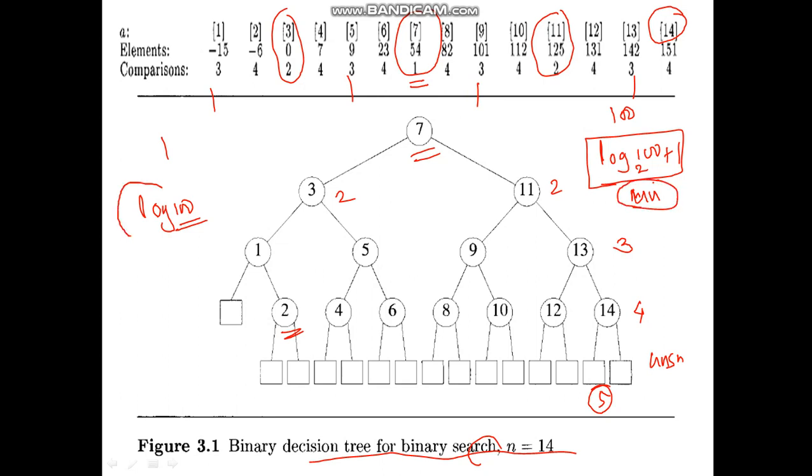For a successful search, it will be log 100, which is 1 less than an unsuccessful search. The maximum for a successful search is 1 less than for an unsuccessful search, and the minimum number of comparisons required is 1. So it can be between 1 and log 100. This is about how the comparisons are done in binary search. So understand divide and conquer in a better way. This is very much important.